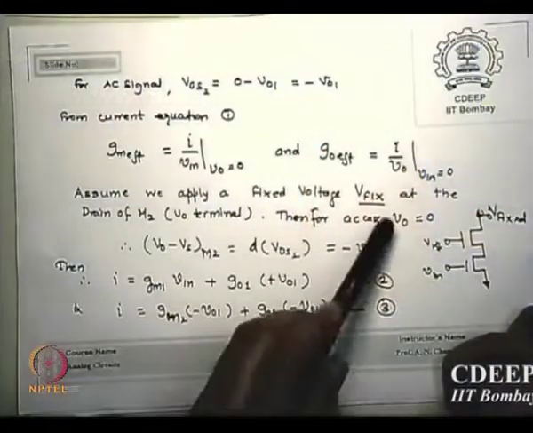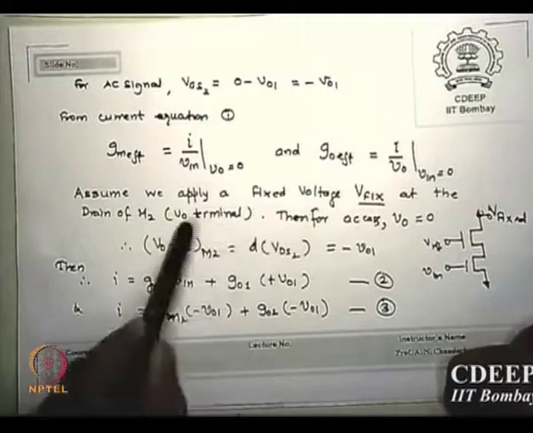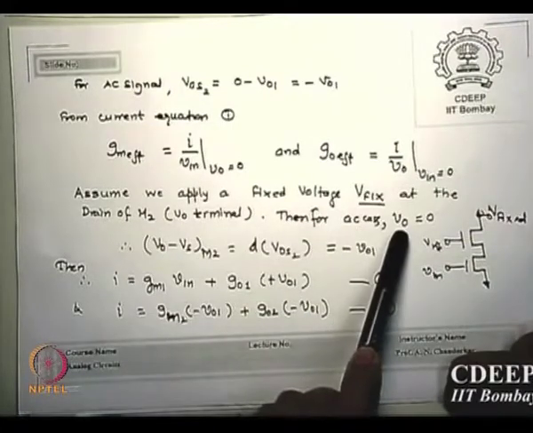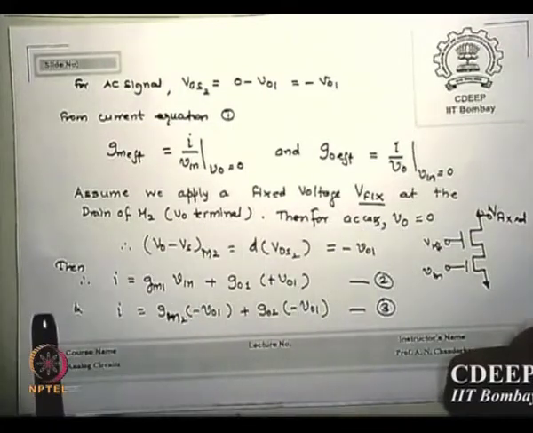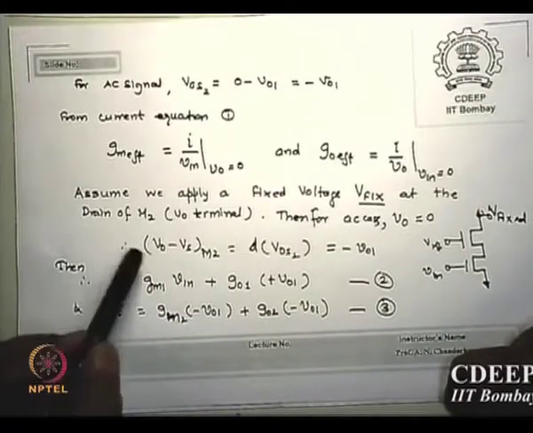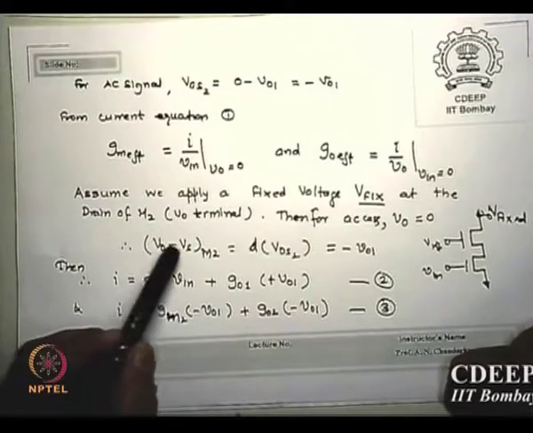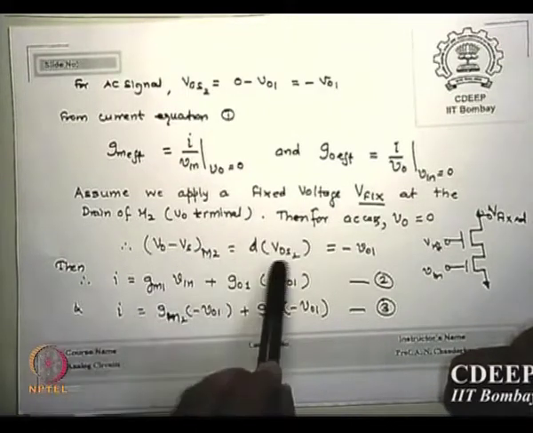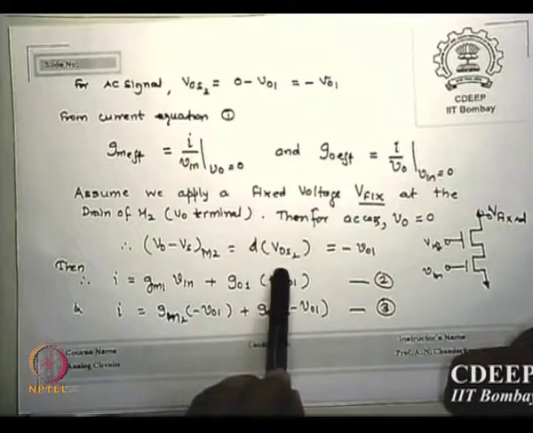dV by dI is 0. So we say VO there is 0. So we say assume we apply a fixed V fix at the M2 VO terminal, therefore VO is 0, that is the condition. What is the condition I was asking for GM effective? That I by Vn is GM effective when VO is 0.